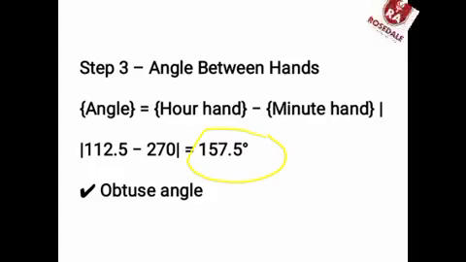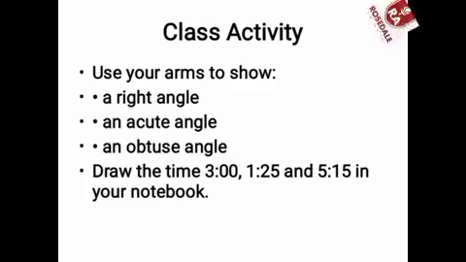All right, here is a class activity. Please, if you have anyone around you, your siblings, your daddy or mommy, you can play around with them on this. Use your arms to show a right angle. Hold your hand straight, pointing, looking at your clock, to form a right angle. Then learn how to also form an acute angle with your arms and also an obtuse angle.